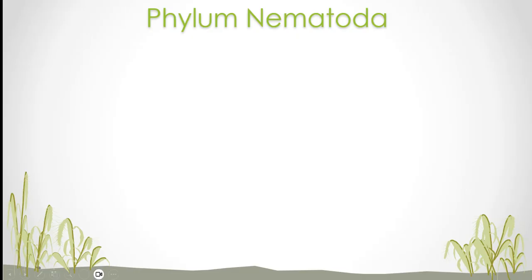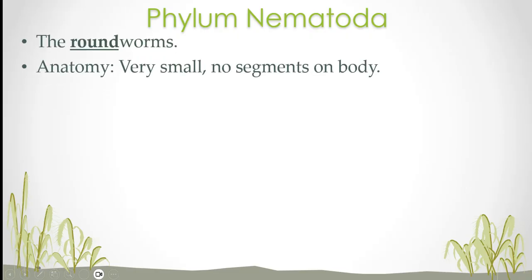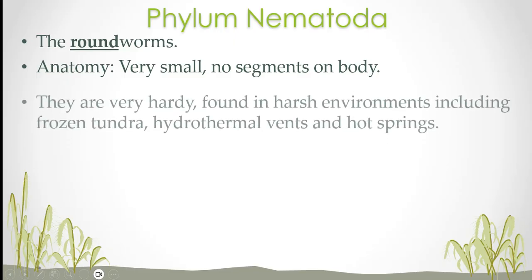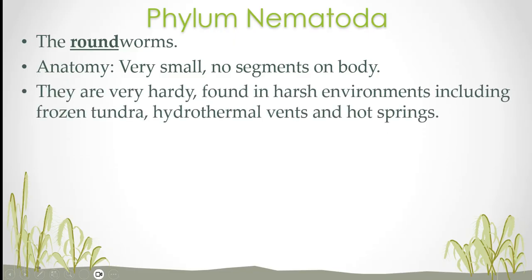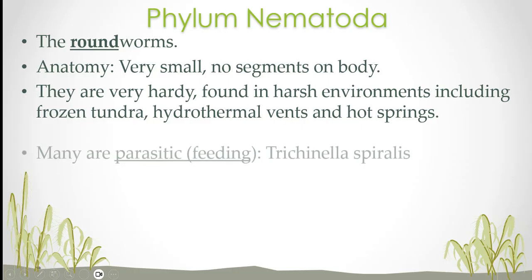Okay, our next group, phylum Nematoda. The nematodes, all right? These are called the roundworms. They're very small. They do not have segments. Some of these are so small you do need a microscope to see them. Other ones are a little bit larger, and I'll get into that. Okay. They're hardy. They're found in harsh environments. Look at that, the frozen tundra, hydrothermal vents in the oceans, hot springs where things don't typically live very easily, right? It's tough.